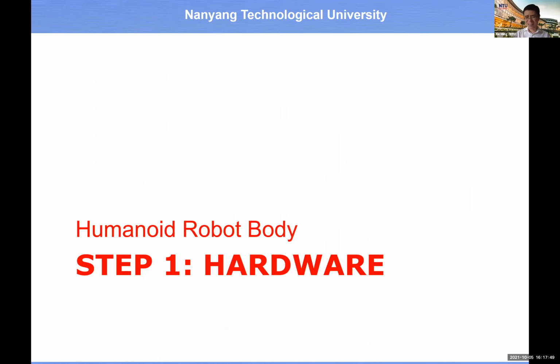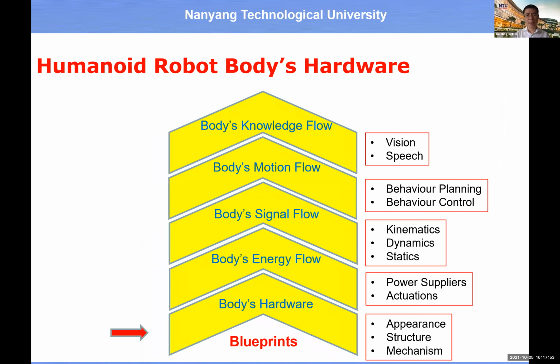So let's start with step 1, which is about the hardware. Humanoid robot body hardware. For the hardware, you will see the 3 keywords are appearance, structure, and mechanism. These are the pillars for this layer of development.